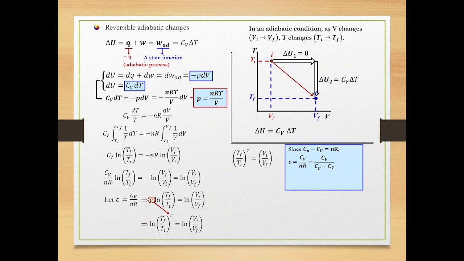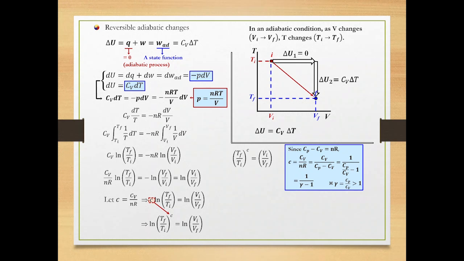Divide both numerator and denominator by Cv. It would lead to 1 over Cp over Cv minus 1. Define gamma as Cp over Cv. In other words, gamma is the ratio of Cp to Cv. Because Cp is greater than Cv in magnitude, gamma is always greater than 1. Now, the constant C can be expressed as 1 over gamma minus 1.